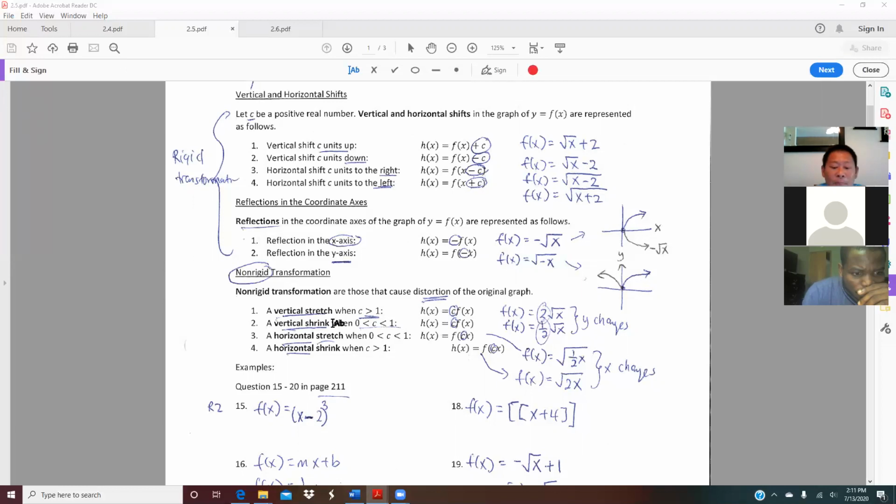How different they are depends on the number. So as you guys remember, when you add and subtract is where you move up and down. But what happens when you multiply or divide? That is where the stretch is, the stretch and the shrink.